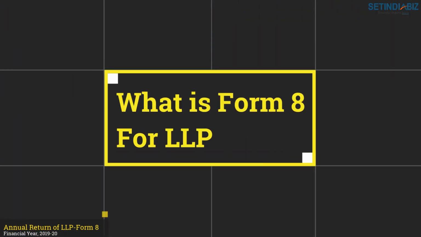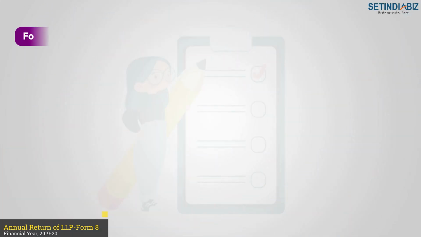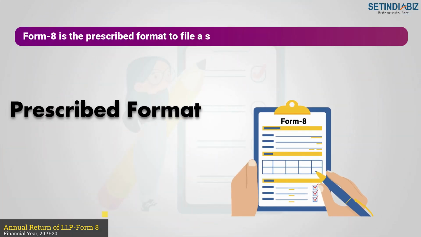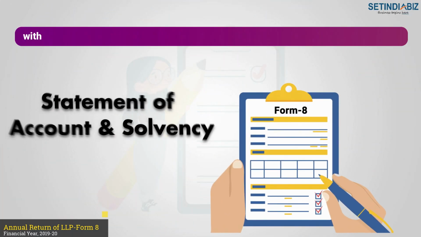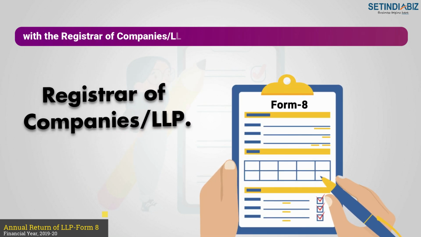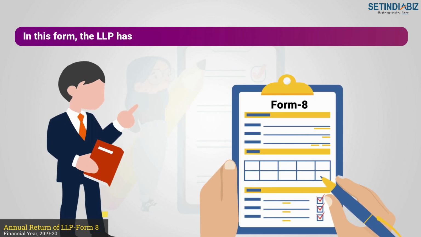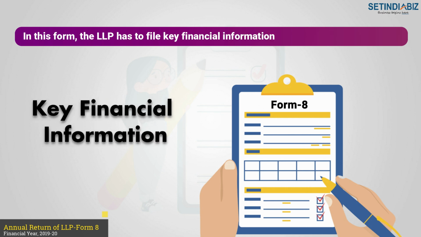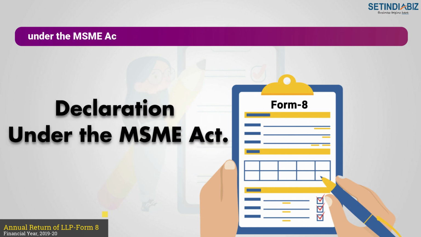What is Form 8 for LLP? Form 8 is the prescribed format to file a Statement of Account and Solvency with the Registrar of Companies or LLP. In this form, the LLP has to file key financial information and a declaration under the MSME Act.